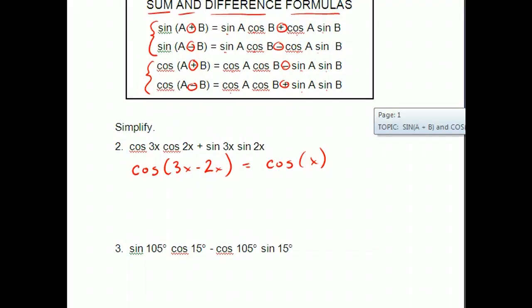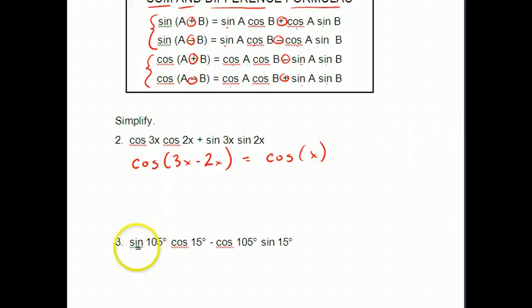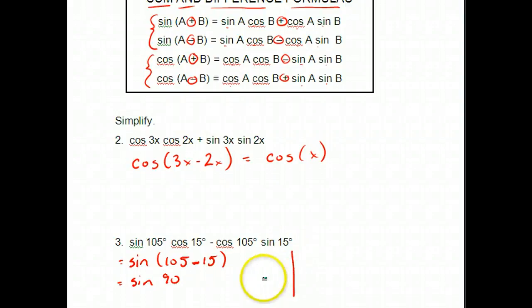Let's go down and try this next one. Here it looks like I've got sine cos, cos sine, so I know I'm going to look for one of my sine formulas, and it's got a minus sign in between. So I'm going to go sine of 105 minus 15, and I know that equals sine of 90. I can reduce that a little more because at 90 degrees, sine means height, so that all equals 1.